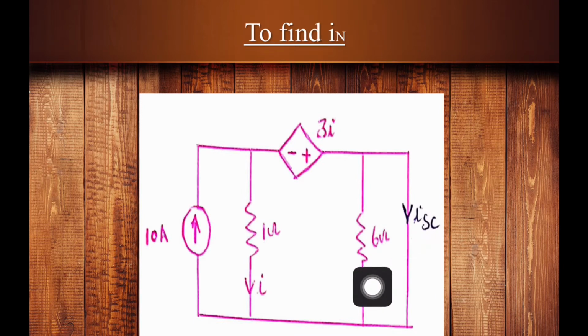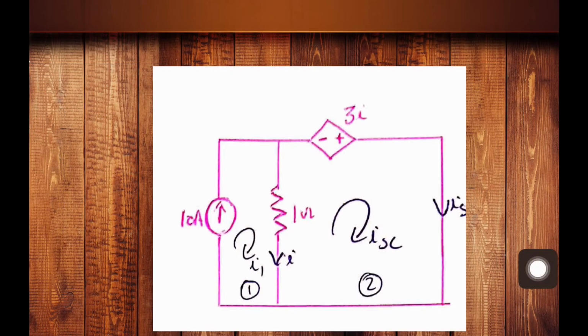Now look at this 6 ohm resistor. You can see this 6 ohm and this short circuit path are connected in parallel, and hence there is no significance for this 6 ohm. So we remove this 6 ohm and get a circuit like this.